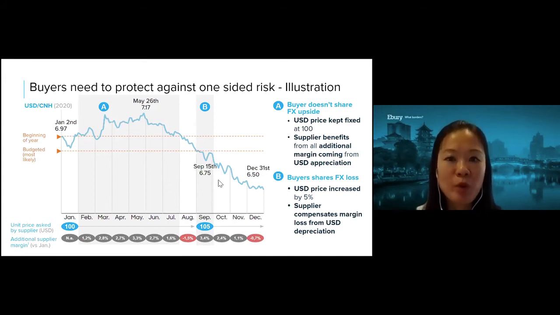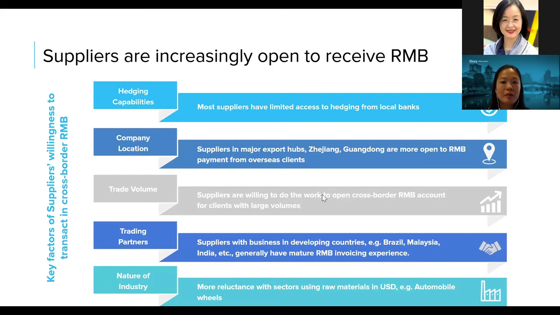But then we go to September through December, because since June last year, the RMB started its appreciating trend, and then the dollar RMB rate started dropping. So these are Zhejiang, Guangdong, and Jiangsu. These suppliers, what we've seen is that they're mostly more open to RMB payment from overseas. And in general, it's not a new topic for them to receive RMB.